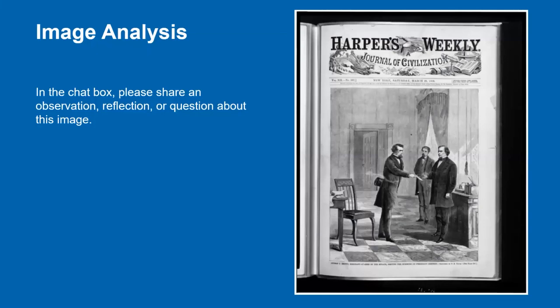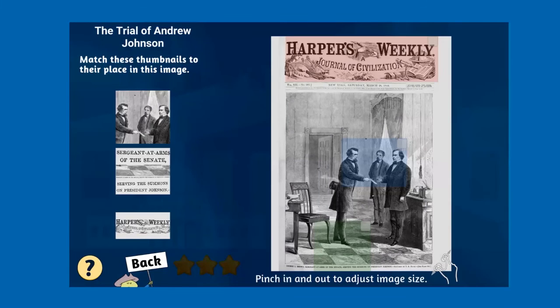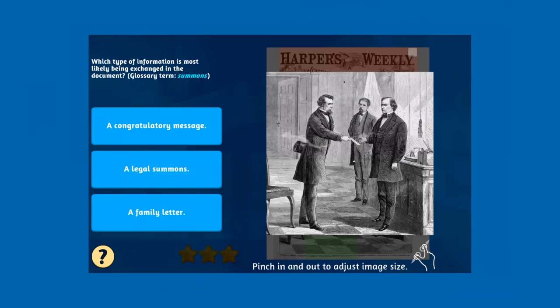Next slide. And here, we're not going to do the image analysis because we ran out of time, but I was going to ask you to observe and reflect about this image. And then here is where you would drag and drop onto the primary source. And you can see the finger is showing you where you pinch in and out. So go ahead to the next one. And here is what it looks like whenever we dragged it in. In this particular case, you can see we've got the glossary term summons, but this is the Sergeant at Arms of the Senate issuing a subpoena to Andrew Johnson to appear at his impeachment trial.